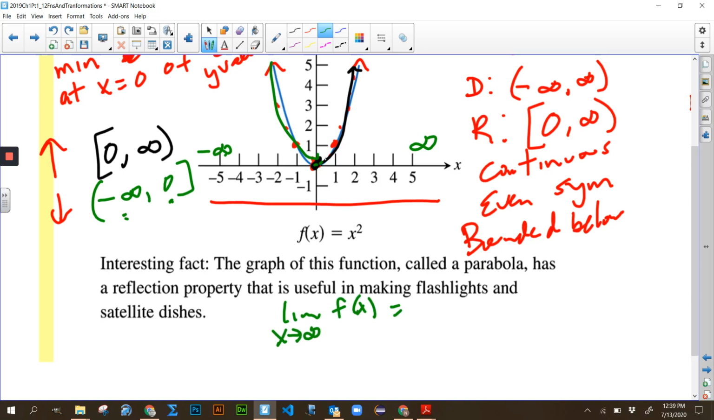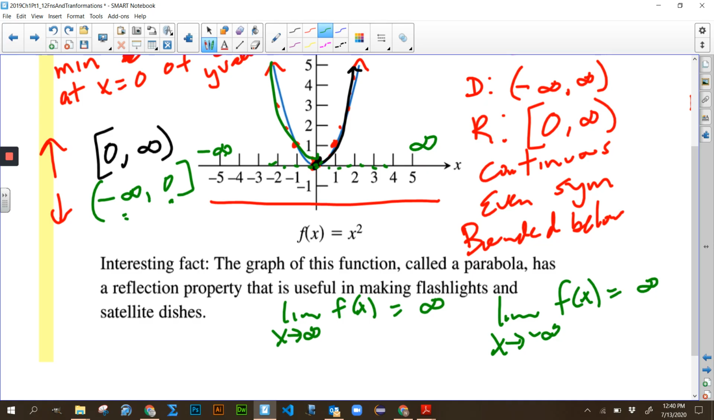So this says what's happening as x gets bigger on the graph, my graph is going up. So the y values are going up to infinity. And as x approaches negative infinity, that also goes up and gets bigger. So positive infinity again.